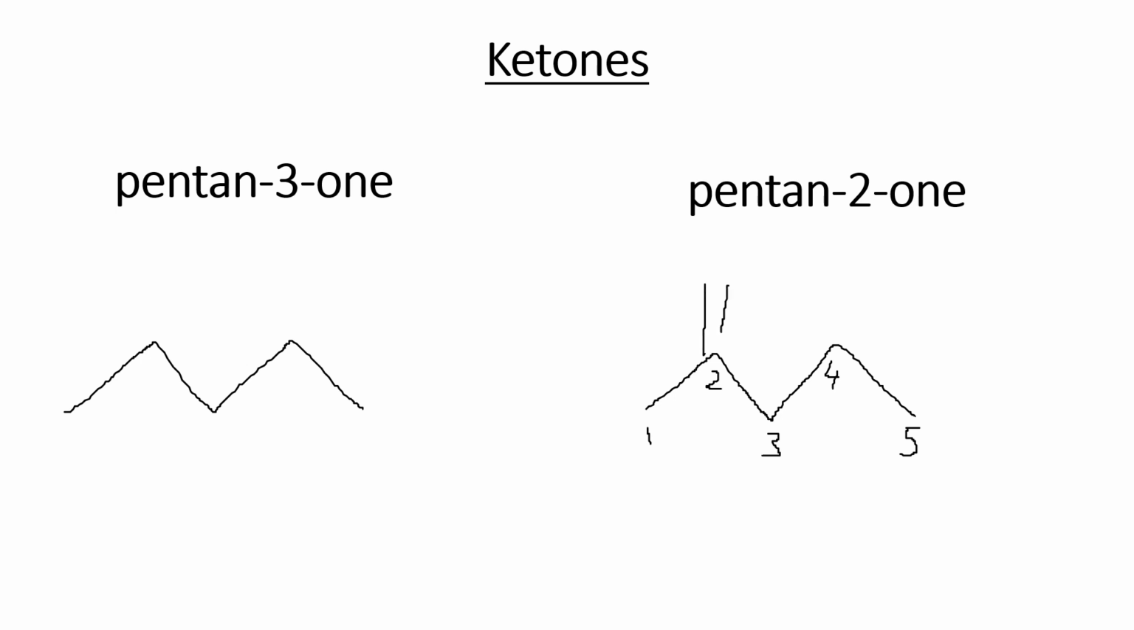So pentan-2-one would have the double bond on carbon number 2, and pentan-3-one has the ketone group on carbon number 3. Notice where the bonds are meeting and they are going upwards, like in pentan-2-one, the ketone group goes upwards, whereas the bonds on pentan-3-one are going downwards, so the ketone group goes downwards. It's just by convention, it looks neater. Okay, so that's pentan-2-one and pentan-3-one.